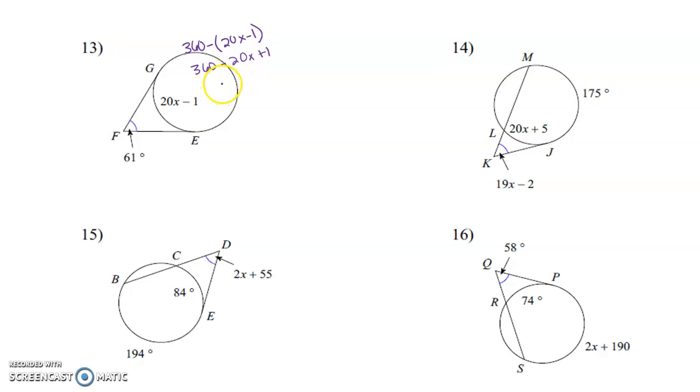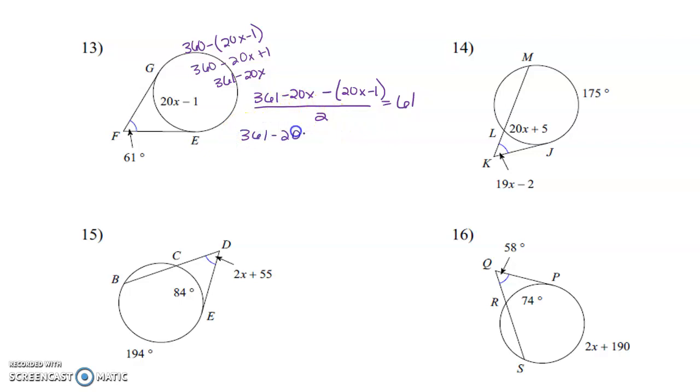Okay, so now I can think about this as 361 minus 20x. Now I can set up and use this in my formula. My far arc minus, parentheses, has two terms, my near arc divided by 2 equals my 61.